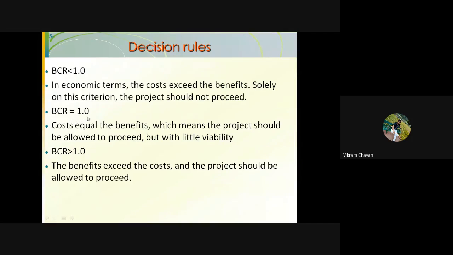If BCR is equal to 1.0, there will be little chance of profit or little chance of loss, so we can say it will be indifferent for the investment. And if BCR is greater than 1, the benefit exceeds the cost and the project should be allowed to proceed. One has to undertake that particular project. So this is the decision rule related to the BCR.